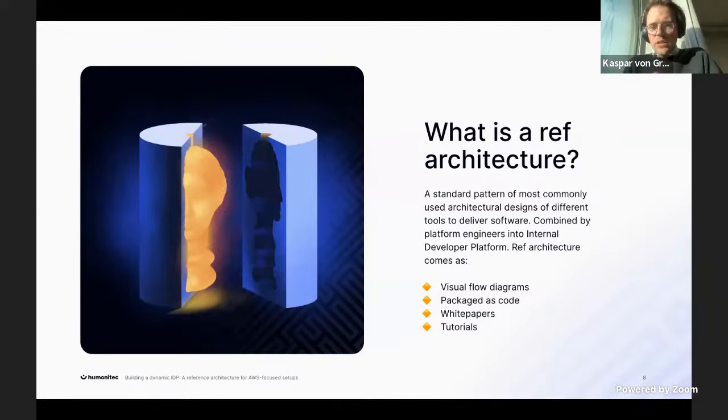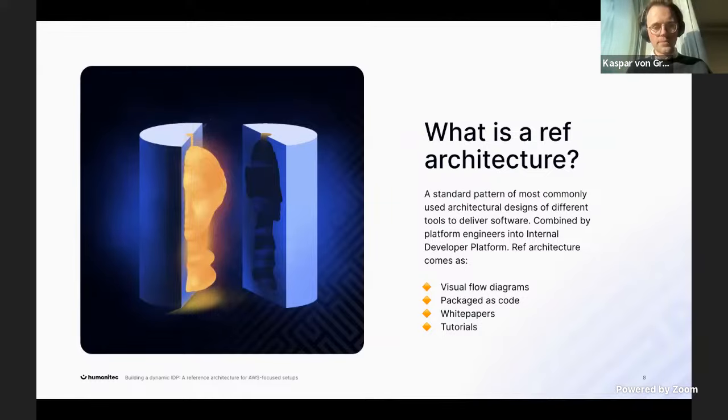What is a reference architecture? First of all, those are standard patterns on how to combine frequently used tools and design choices. We'll have them as visual flow diagrams, and you're going to see that now. We have that packaged as code. That's open sourcing. We have white papers on this. We can share that. And then we are going to have, we don't have that yet, tutorials on how to actually interact with them.